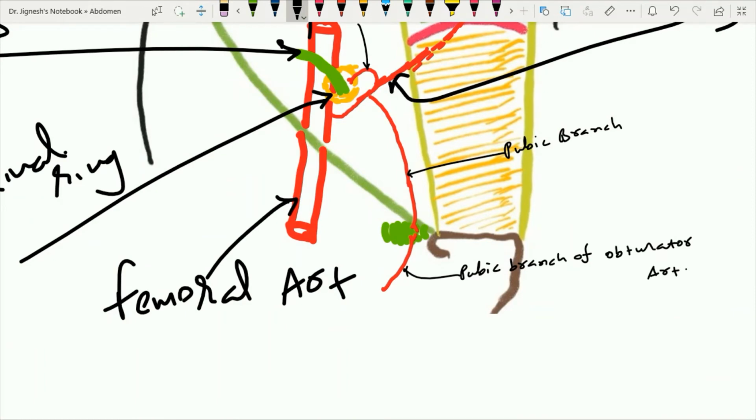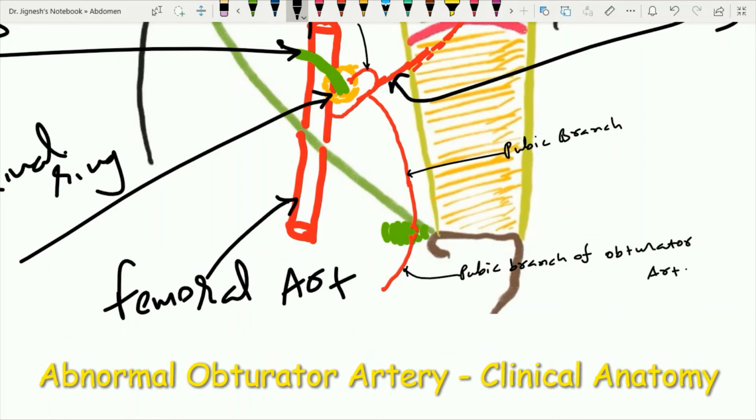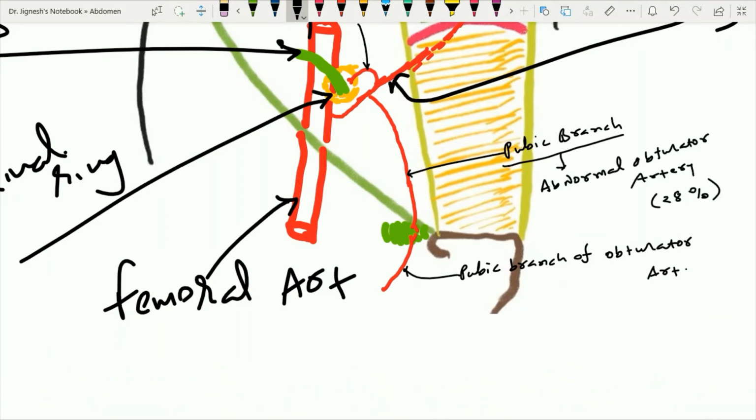Sometimes this pubic branch of the obturator artery is absent in 28% of individuals, and at that time enlargement of the pubic branch of the inferior epigastric artery occurs, which replaces the pubic branch of the obturator artery, and at that time it is called the abnormal obturator artery. This abnormal obturator artery can be injured during femoral herniation operation while opening the femoral ring by cutting the lacunar ligament, and at that time excessive bleeding may occur. So this should be kept in mind.